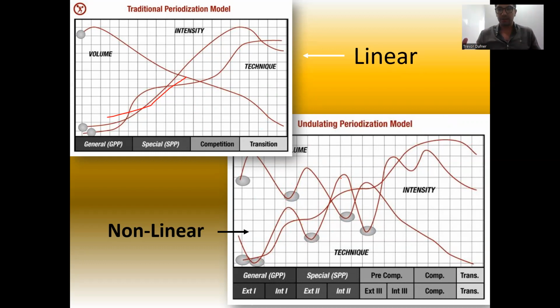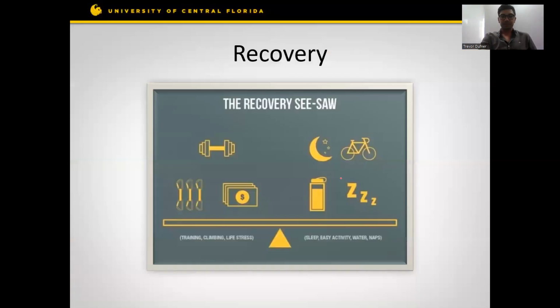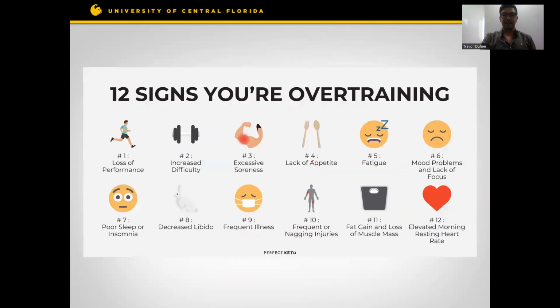If you have a long amount of time between your sporting outings, then you can work out a little bit more intensely. And if you have a short period, like maybe a couple of days, you're working out less intensely. So the recovery seesaw, okay? Training, climbing, life stress. Something very important for recovery is you need to have sleep, easy activity, water, naps, nutrients, proper macronutrients, micronutrients, everything. You need to make sure, because if you are training too hard and putting yourself through too much stress, you're going to see the teeter-totter begin to tip this way, okay? You want to keep these things in balance.